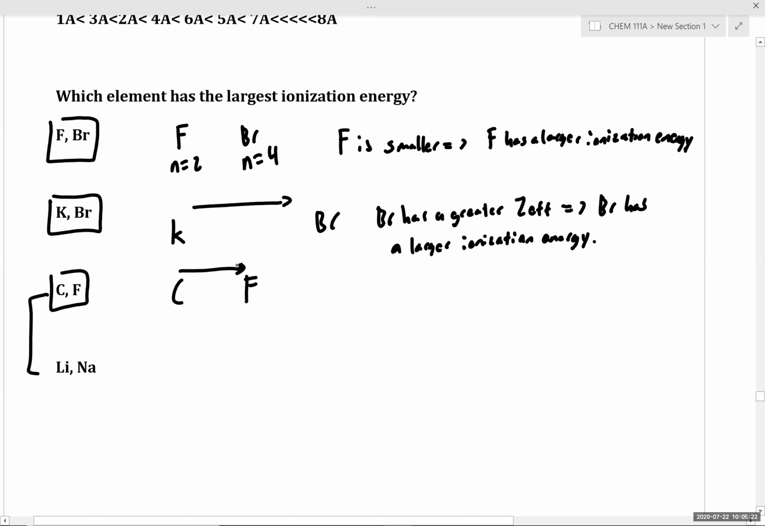Fluorine is farther to the right on the periodic table, and as a result, fluorine has a greater nuclear charge, and as a result, fluorine has a larger ionization energy.